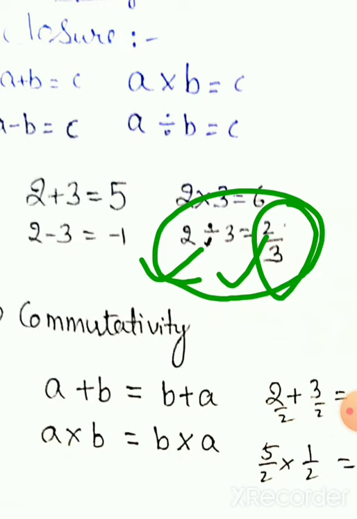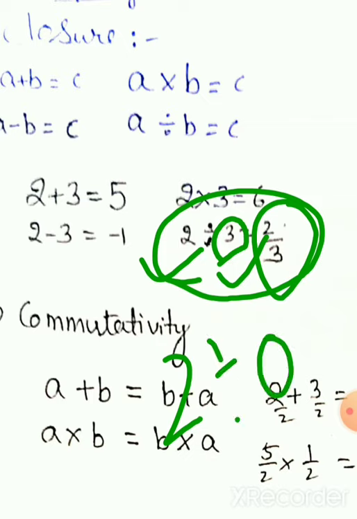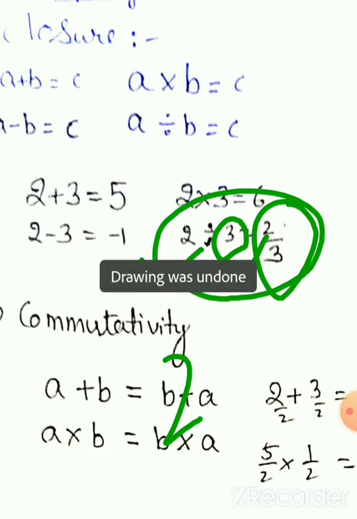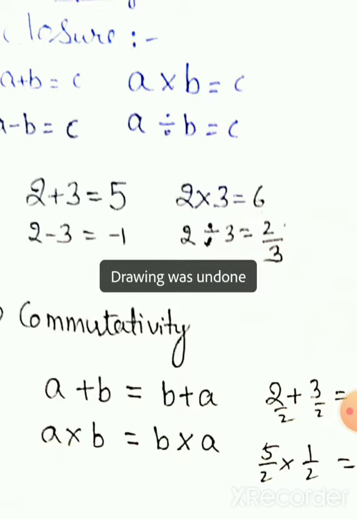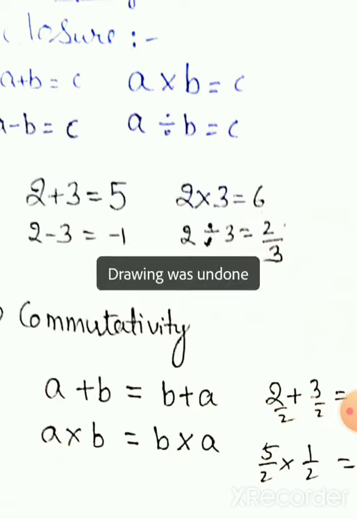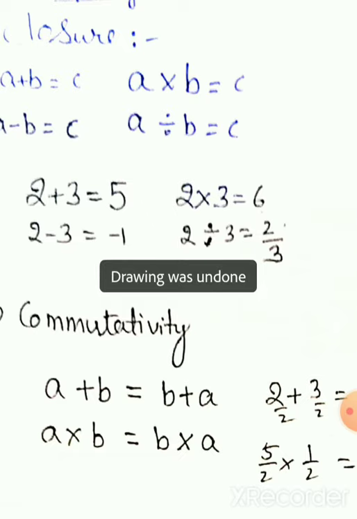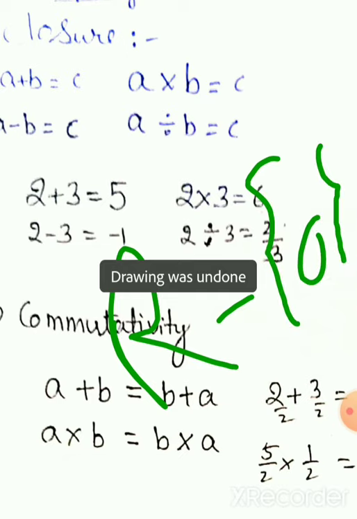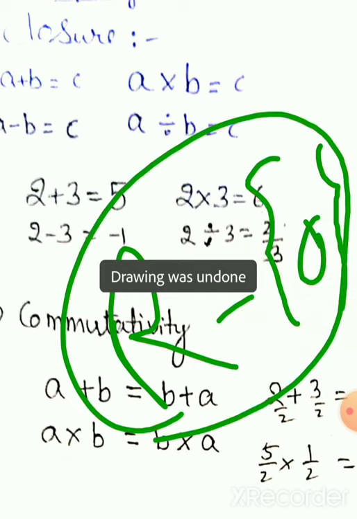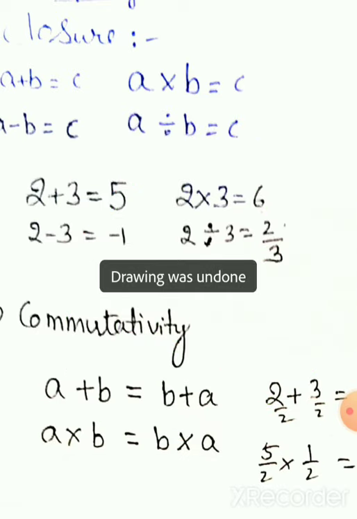But think, if we replace 3 by 0, 0 is also a rational number, so we can write 2 divided by 0. But this is not defined. So in this case you will say that rational numbers are closed with respect to division if we exclude 0 from the rational numbers. Okay, Q minus 0. For this set only division is applicable. Okay, this is about the closure property.